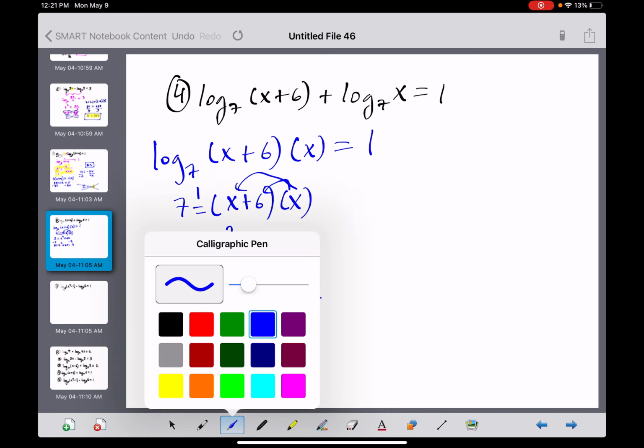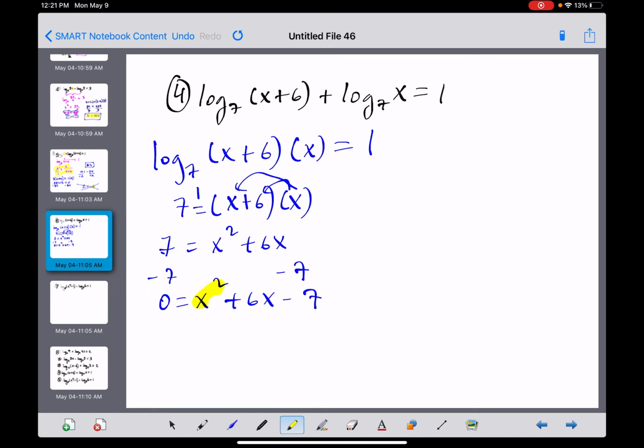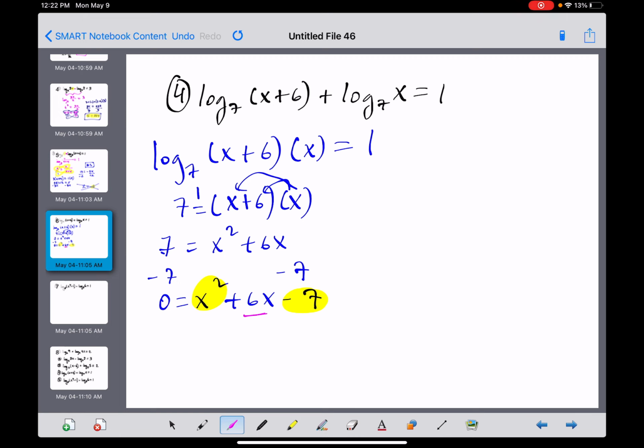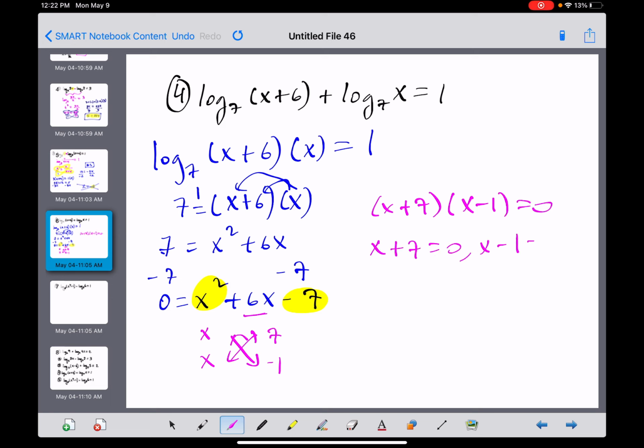Now I'm going to factor. When we factor, we want to make sure that the first two terms multiply to give us x squared, and the last two terms multiply to give us -7, but add up to +6. So x and x will give us x squared, and the two terms that multiply to give -7 and add up to 6 are +7 and -1. These two numbers will work. So x plus 7 and x minus 1 equal 0. So x plus 7 equals 0, x minus 1 equals 0. So x equals -7 and x equals 1.